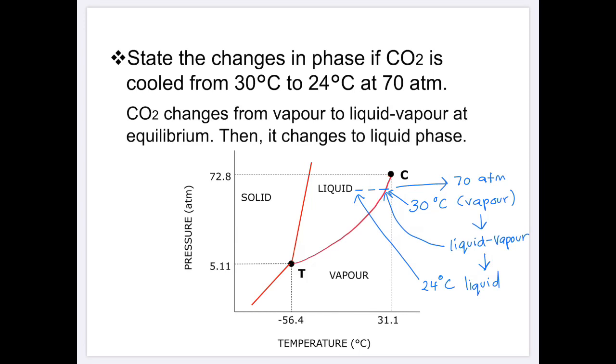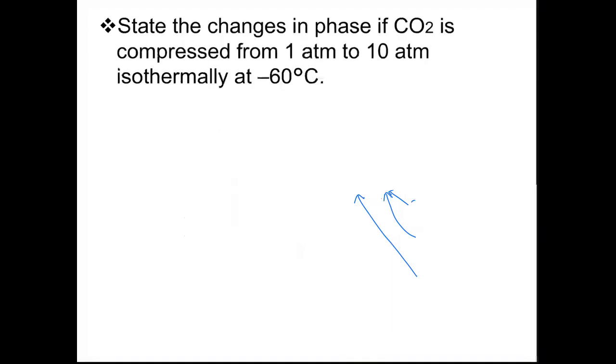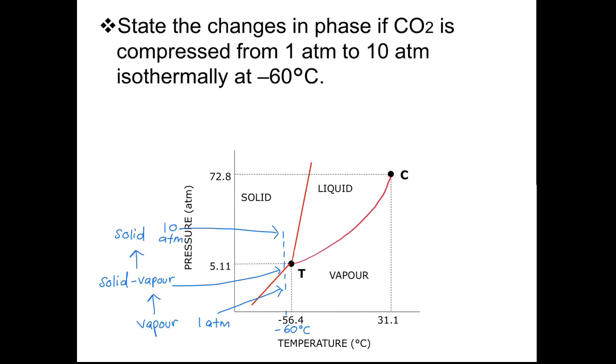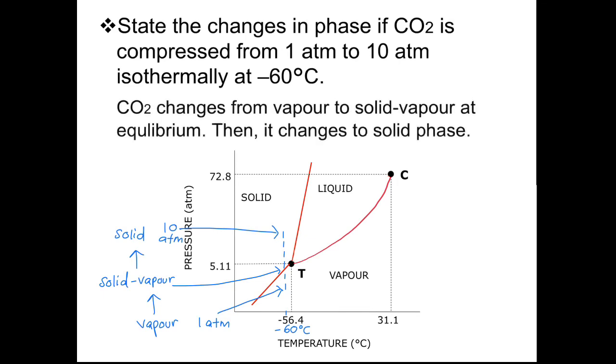Macam tu je, senang. Soalan kedua, state the changes in phase if CO2 is compressed from 1 atm to 10 atm isothermally at negative 60 degrees Celsius. So first, kita identify dekat mana negative 60 degrees Celsius. Okay, kemudian kita tengok at 1 atm, dia berada dalam keadaan vapor. Kemudian jumpa dengan garisan antara solid dan juga vapor. So, dia ada dalam keadaan solid vapor at equilibrium. Kemudian last sekali dekat 10 atm, dia berada dalam keadaan solid. So, kita boleh tulis CO2 changes from vapor to solid vapor at equilibrium, then it changes to solid phase.